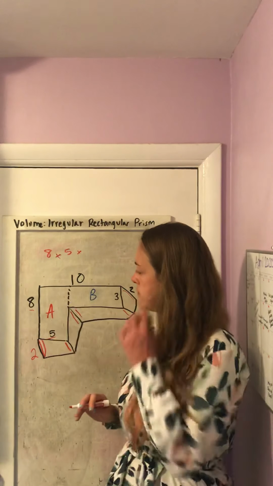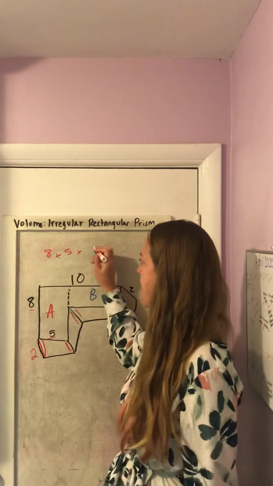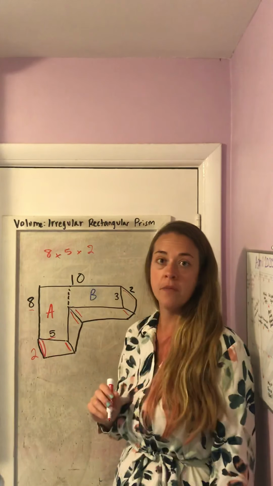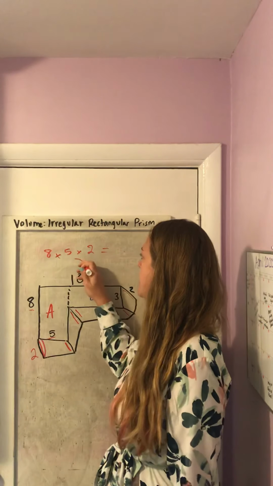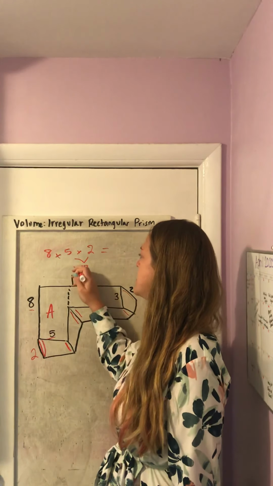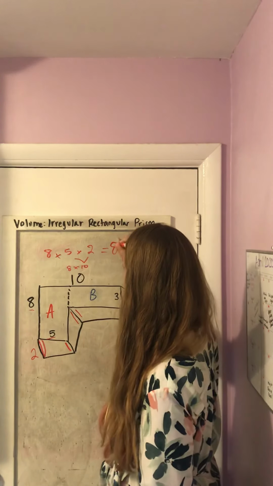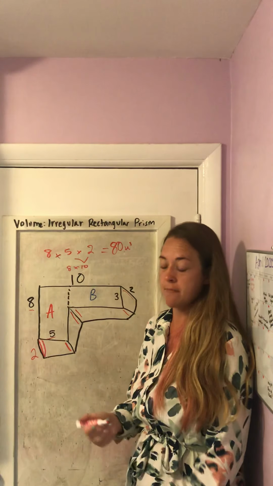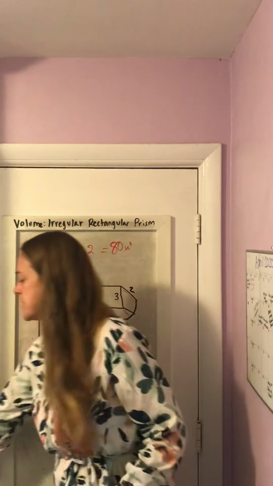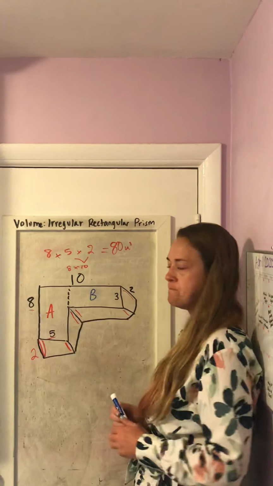So for prism A, I have 8 times 5 times 2. I'm going to solve for the volume. 5 times 2 is 10, and then 10 times 8 is 80, and since we're doing volume, it's cubic units. So now I'm going to move on to prism B.